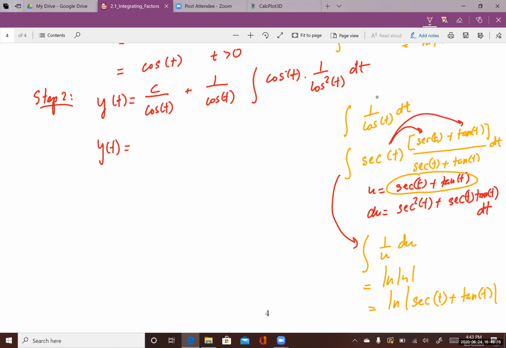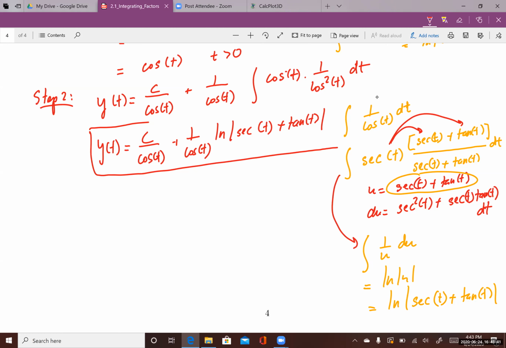It's going to be c over cosine of t plus 1 over cosine of t times natural log of secant t plus tangent t. Okay, so this is our general solution.